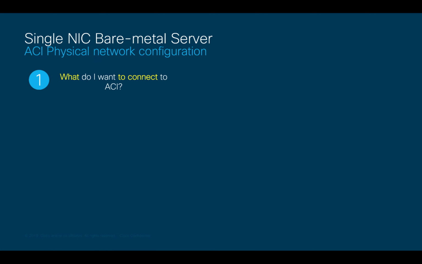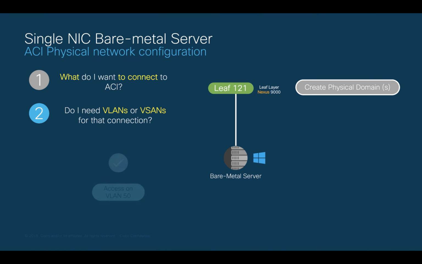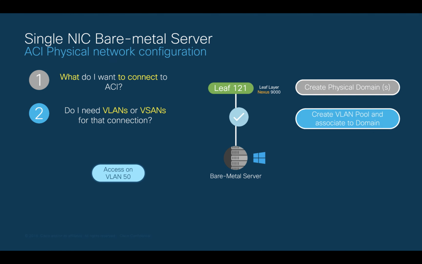The answer is simple. I want to connect a Windows bare metal server. Therefore, I will need to create a physical domain. The next question would be, do I need VLANs or VSANs for this connection? And the answer is yes. I need at least one access VLAN for it. I will use VLAN 50 in this case.